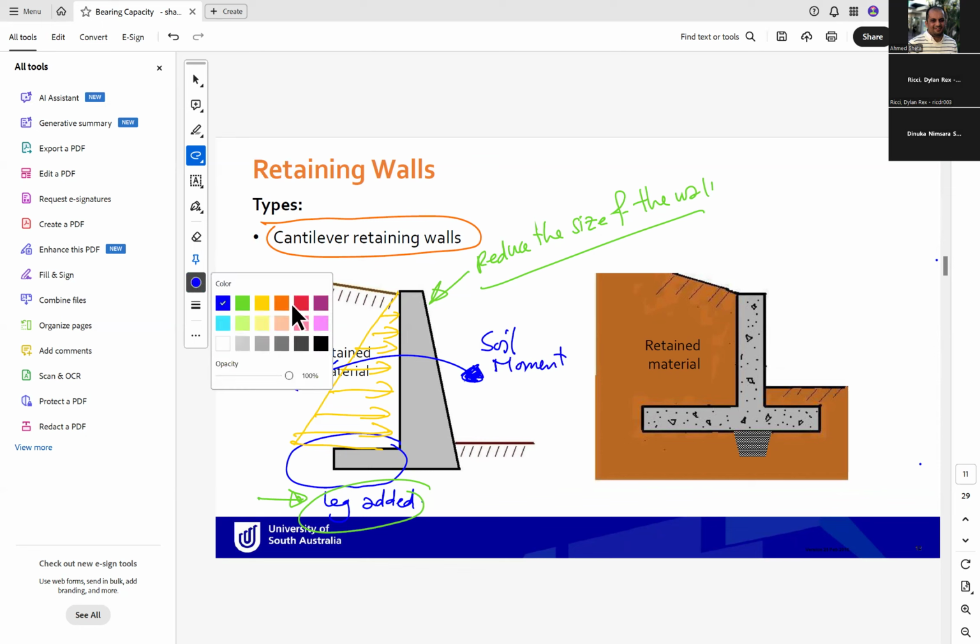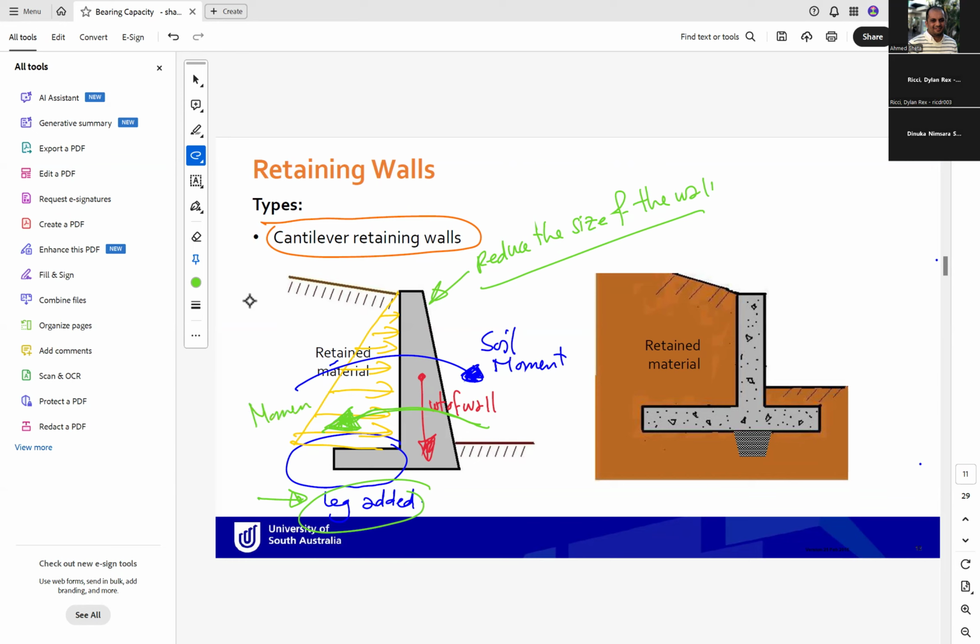Here we still have weight, similar to the previous slide. Weight of wall. The weight of the wall will cause a moment in the other direction. Again, same color like before. So we have this green. This green moment is the moment from the wall weight.